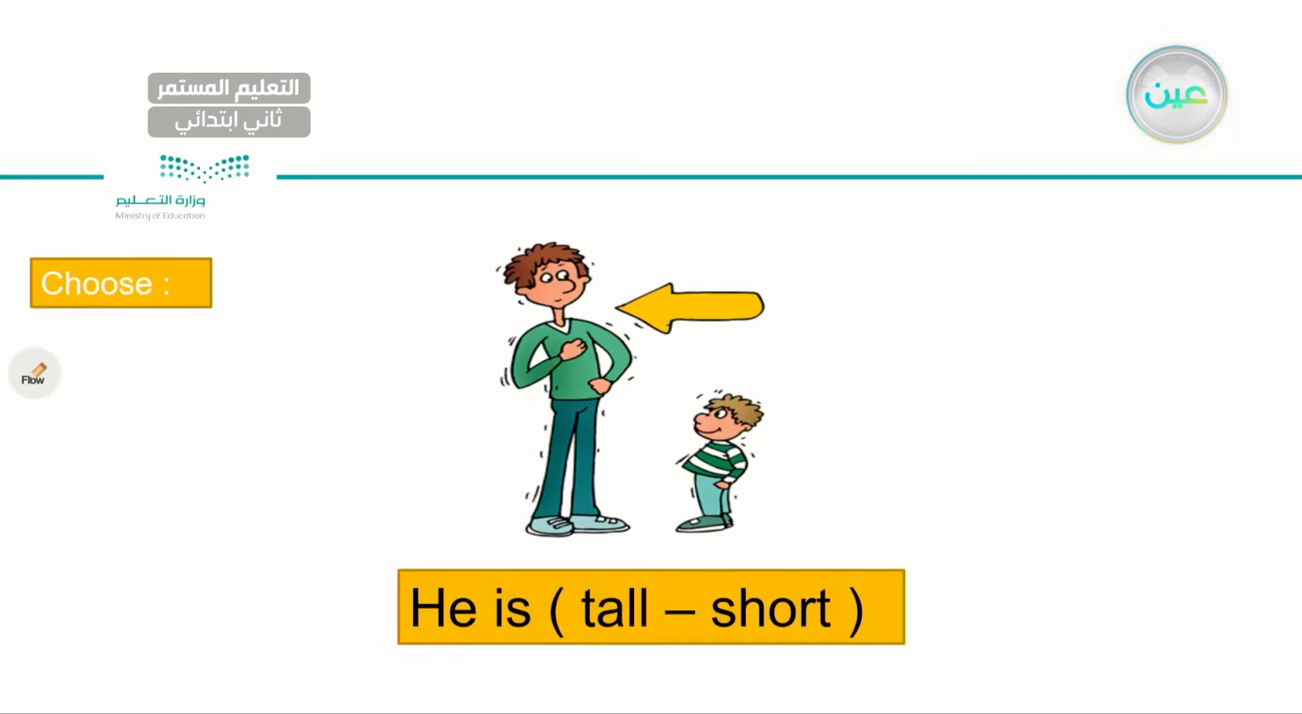Now, I need your help here. Choose the correct answer. I have two boys, two men here. Tell me about the one with the yellow arrow. He is what? He is tall. He is short. What do you think? The answer is he is tall. Very good. Okay? While the other one is short.